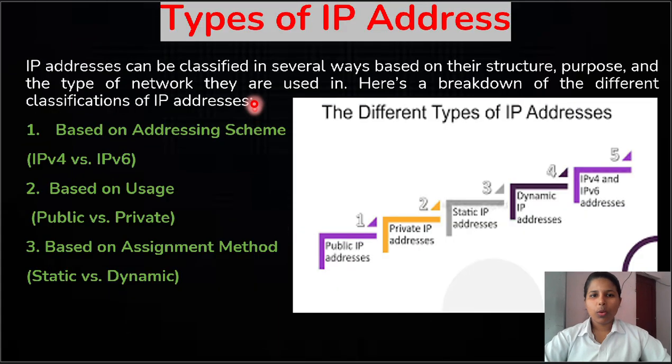Now we can look at what the types of IP address are. IP addresses can be classified in several ways based on the structure, purpose and the type of network they are used in. So here we can see the classification of the IP address. There are basically three types of IP address we can say. The first is based on addressing scheme, which is IPv4 and IPv6.